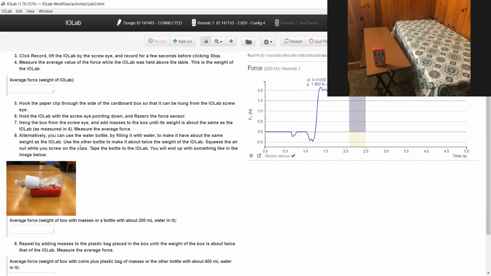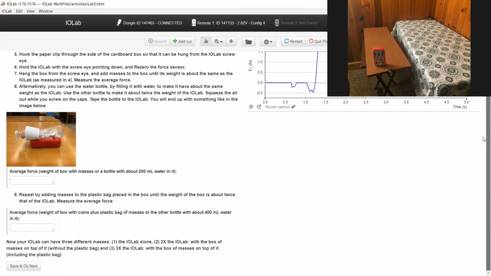Now we have to create the masses. We need twice the mass, thrice the mass. So we'll create a mass equal to the IOLab. You can use a box with some coins or stuff in it, or a water bottle like this. So I have created with the water bottles, one having around 200 milliliter and the other around 400. So let's follow the instruction.